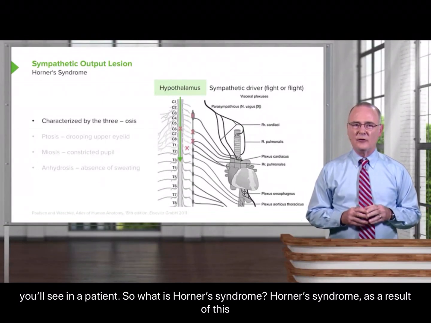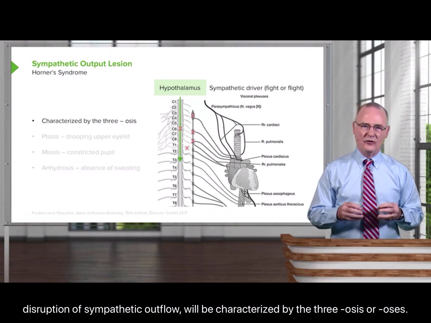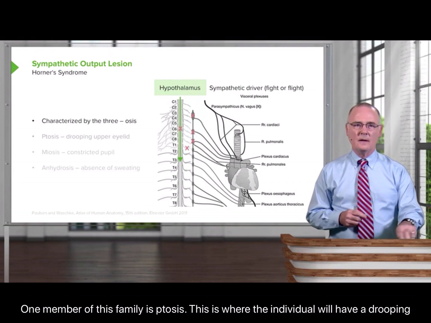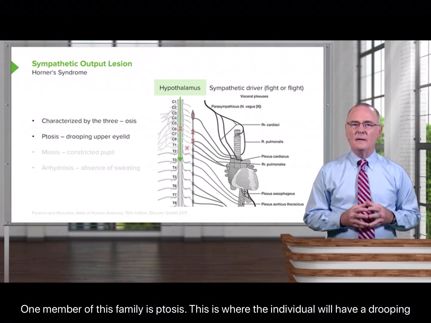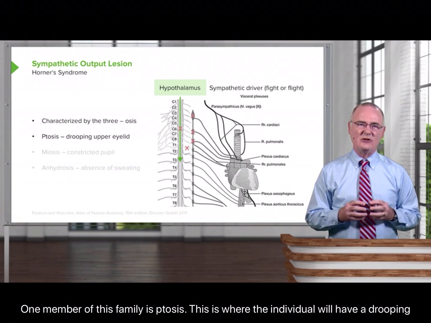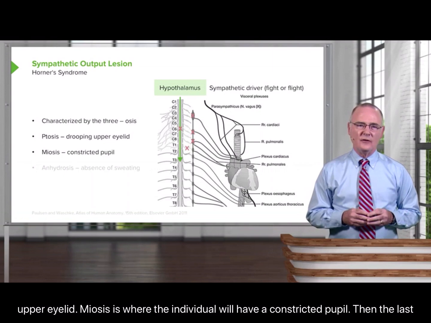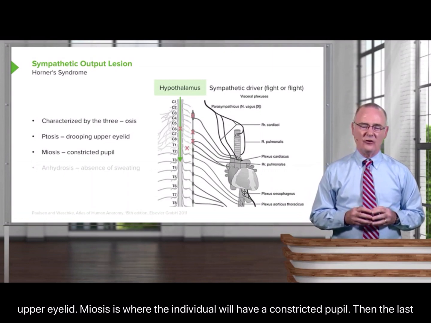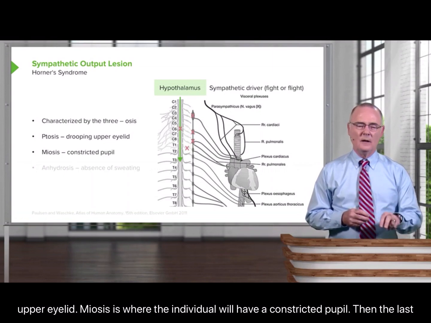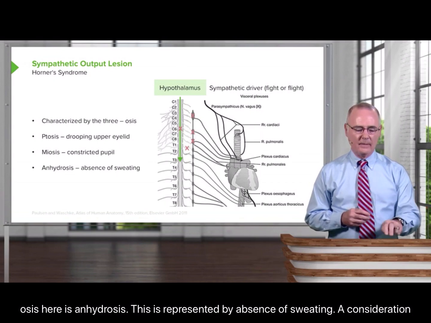Horner syndrome, as a result of this disruption of sympathetic outflow, will be characterized by the three OCs, or osis. One member of this family is ptosis. This is where the individual will have a drooping upper eyelid. Miosis is where the individual will have a constricted pupil. And then the last osis here is anhidrosis. This is represented by an absence of sweating.